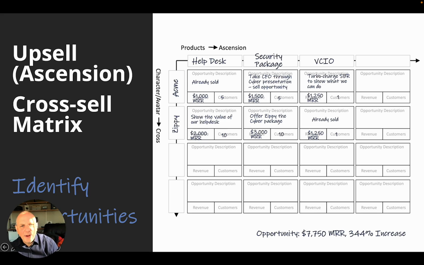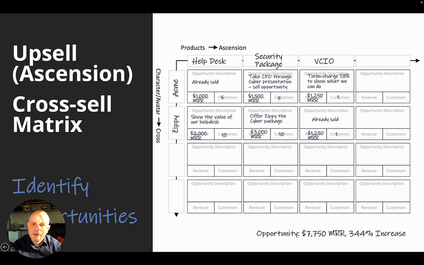You might have a help desk, security package, your VCIO package, and you might say, well, to customer Acme, I've already sold the help desk, right? I have 5 users at $1,000 MRR, but maybe I could look at, I haven't sold them the security package or the VCIO package. So, what's the opportunity there? Well, there's $1,500 in MRR sitting out there. I could take the CFO through the cyber presentation, really sell that opportunity, maybe at the next SBR, QBR, right?